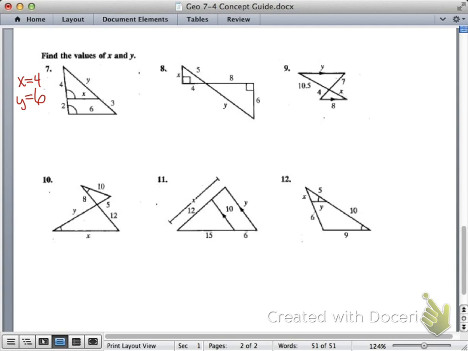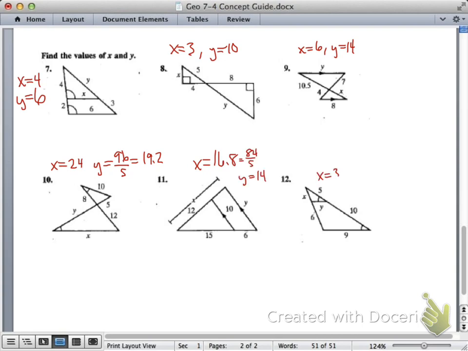On number 8, we got vertical angles here. x is 3, y is 10. On number 9, we have the parallel lines creating the corresponding angles, which means you've got to be a little bit careful here. The angles that are congruent on number 9 are these. So, did you catch that? That was a tricky one.